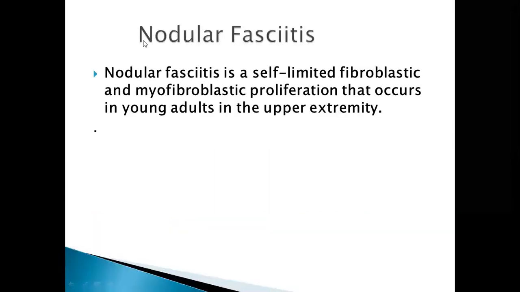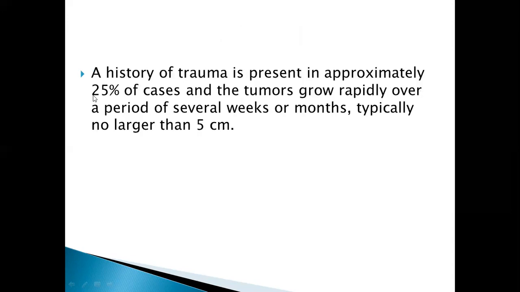First of all we will talk about nodular fasciitis. So what is nodular fasciitis? It is a self-limited fibroblastic and myofibroblastic proliferation that occurs in a young adult in upper extremities, that is upper limb. A history of trauma is present in approximately 25% of the cases, and tumors grow rapidly over a period of several weeks or months, typically no larger than 5 centimeter. That means tumor is less than 5 centimeter.